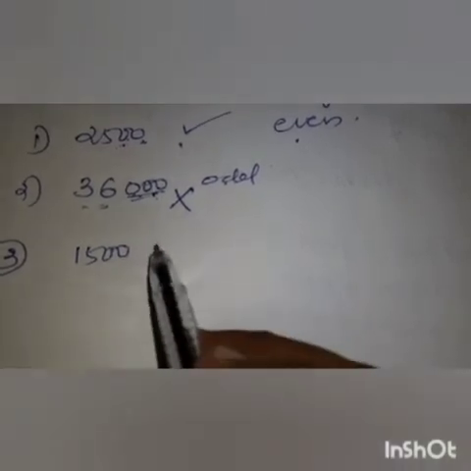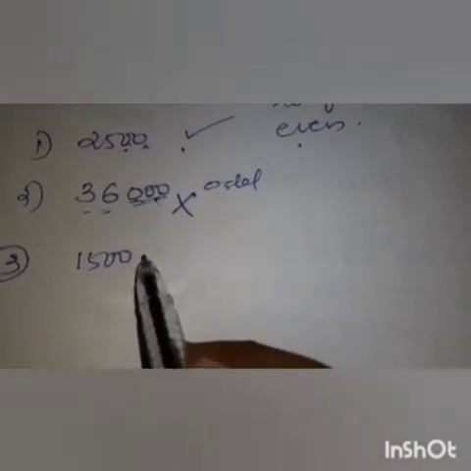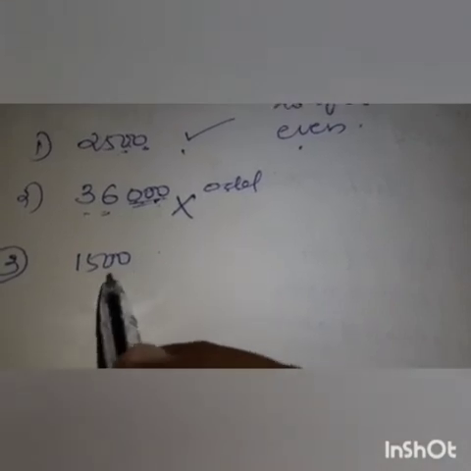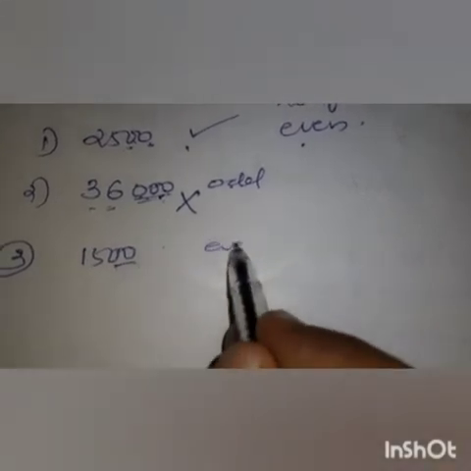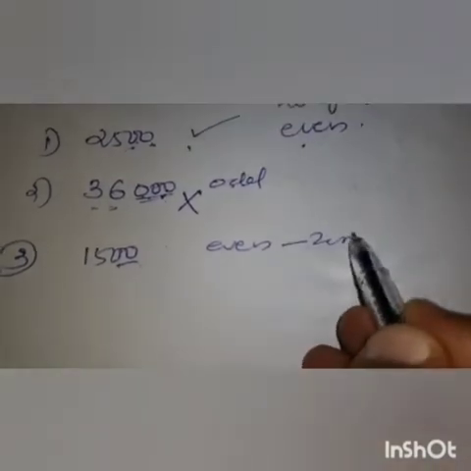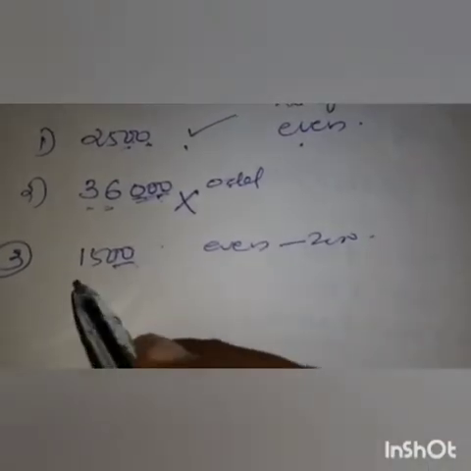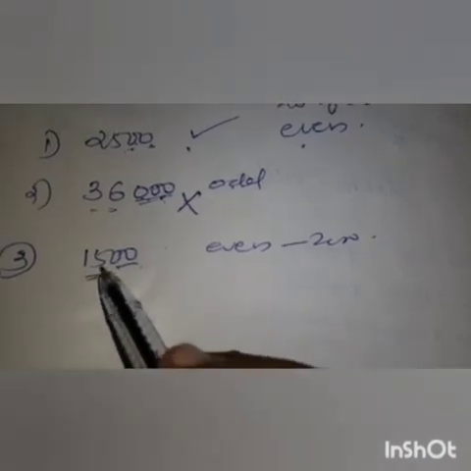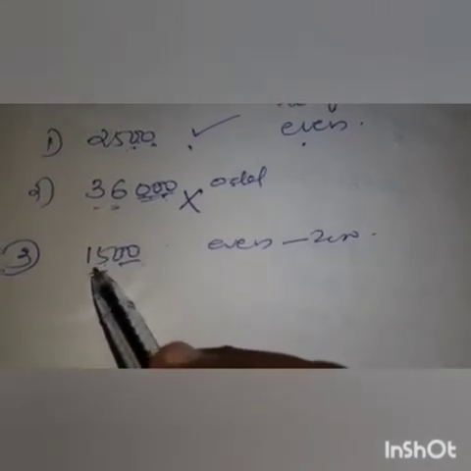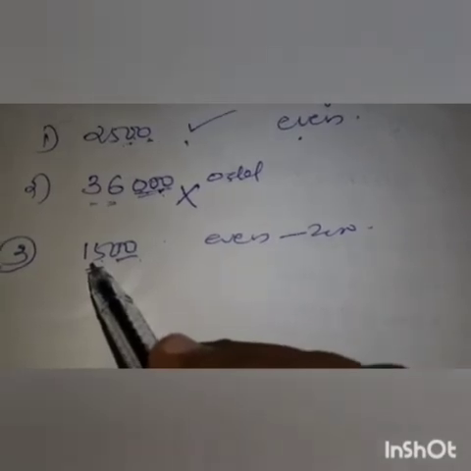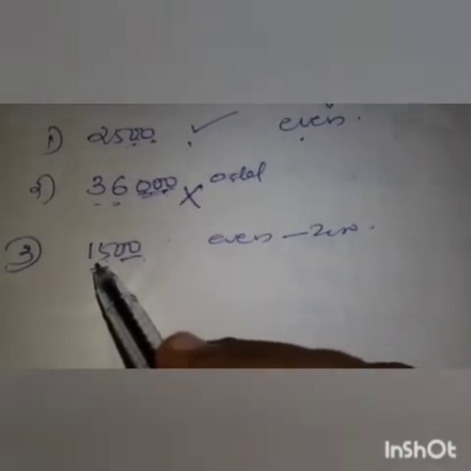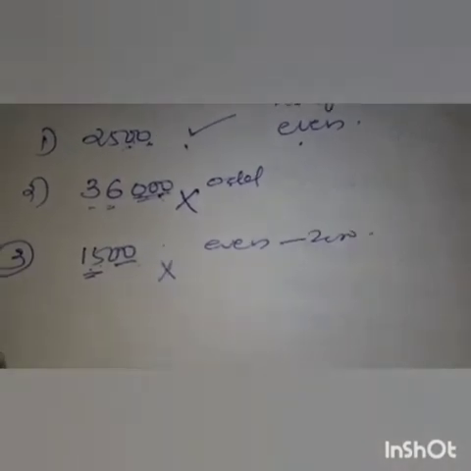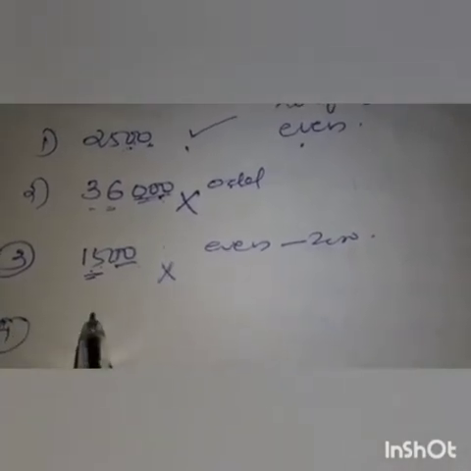1500. Is it a perfect square? It is not a perfect square. Why? Here the number of zeros is even, but 15 is not a perfect square. If it is 16, it is a perfect square. But 15 is not a perfect square, so this is also not a perfect square.